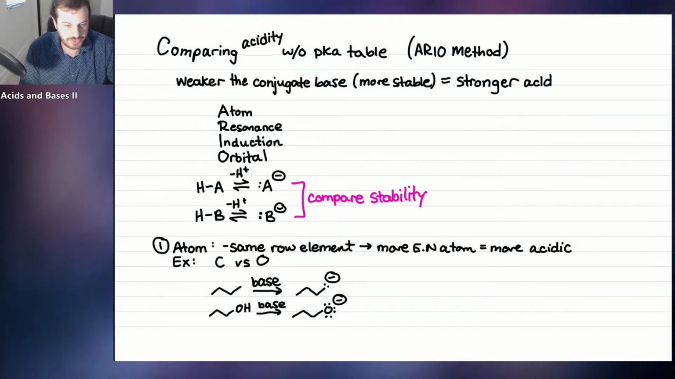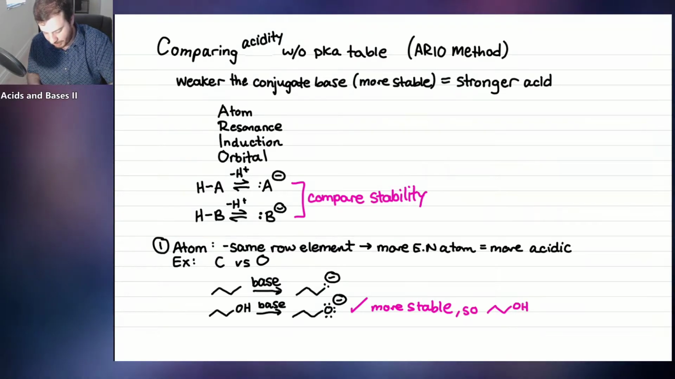Okay, now we can use REO to determine which one of these is more stable. And the rule says for A, atom, if you have a same row element, which carbon and oxygen are in the same row, the more electronegative atom is more acidic. And the reason for that is that the more electronegative atom is more stable with a negative charge. So here we have the more electronegative oxygen atom better able to stabilize the negative charge. So what that means is that this guy is more stable. So because the conjugate base from deprotonating oxygen is more stable than deprotonating carbon, that means that the propanol that we started with is more acidic.